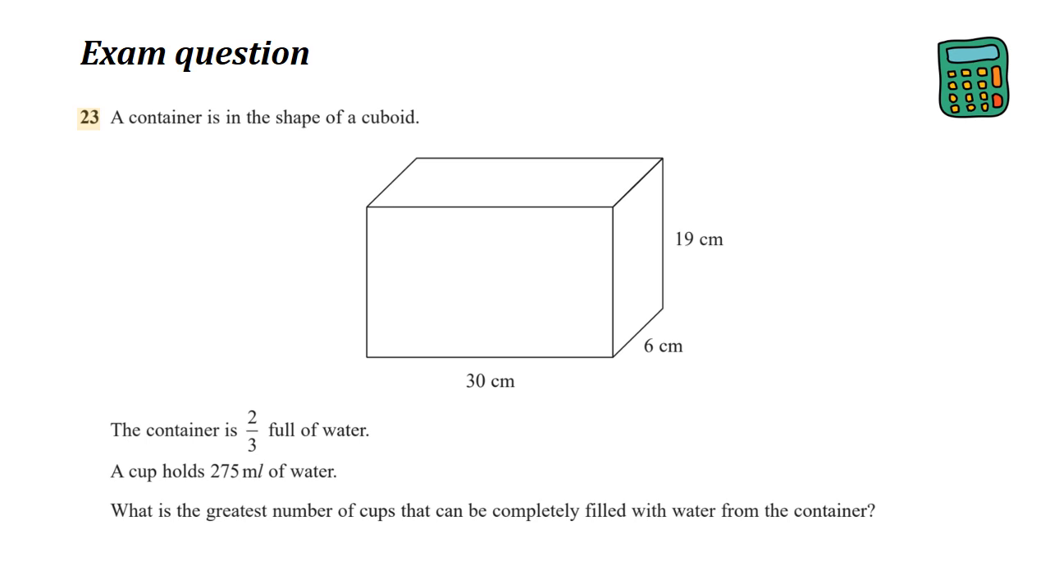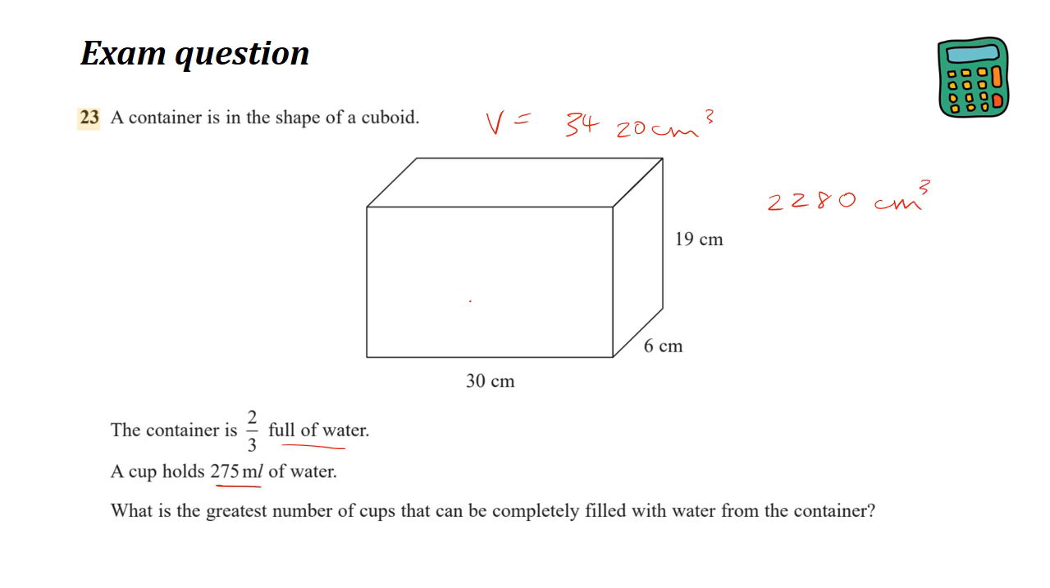Right, this question is talking about the amount of water that we can fit inside of the shape, so therefore it's a volume question. So once again, begin by finding the volume. 30 times 6 times 19 gives us a volume of 3,420 centimeters cubed. The container is two-thirds full of water, so the next step would be find 2/3 of this number, divide it by 3 and multiply it by 2, and you get 2,280 centimeters cubed. That's how much water is in the tank.